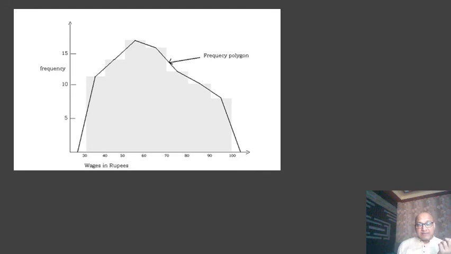In this graph, the same data I present, but it is a polygon. So the same data I can show with the help of histogram or with the help of polygon. So you should easily compare them. Midpoints of the histogram are joined by a freehand line, so I get a frequency polygon.